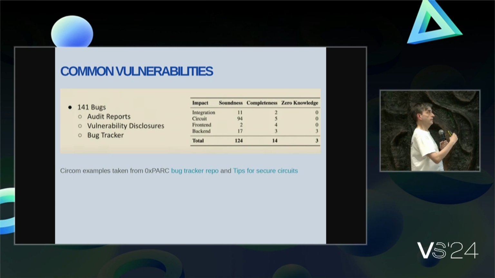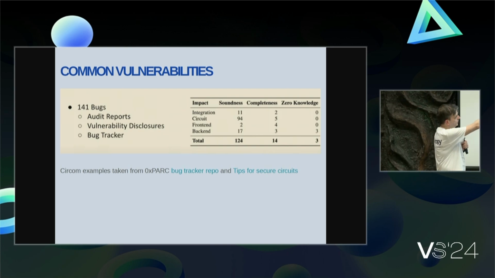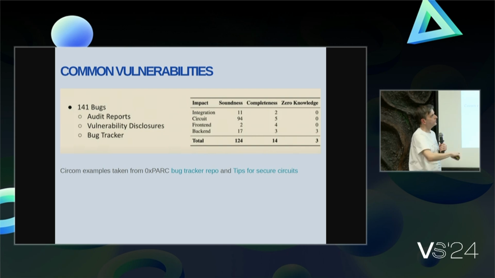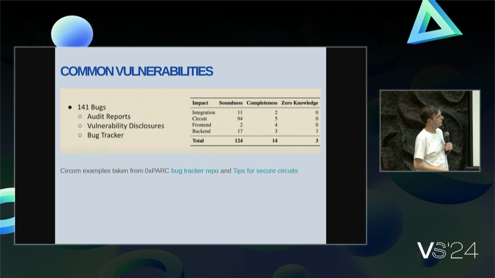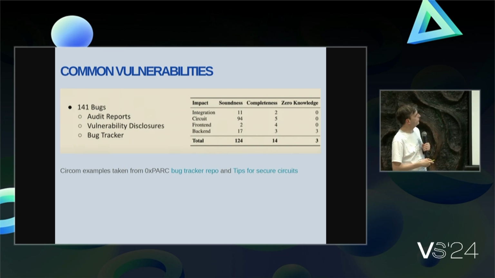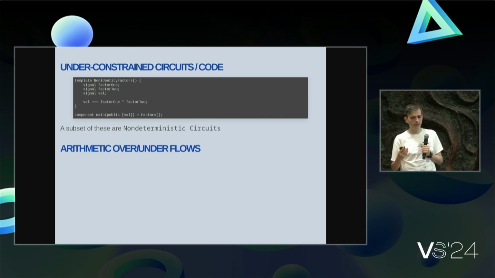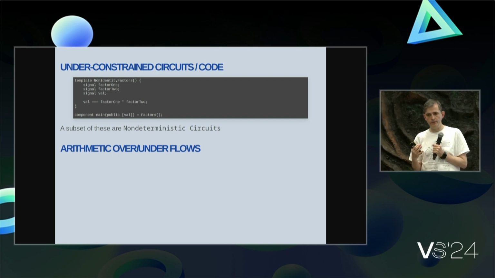But of course, these systems aren't in isolation. They interact with the front end, back end, etc., so there could be problems there also. There are further links there for you for further examples. I don't have too many examples, but I'll just mention a couple. One very common vulnerability we get is the idea of under-constrained code.